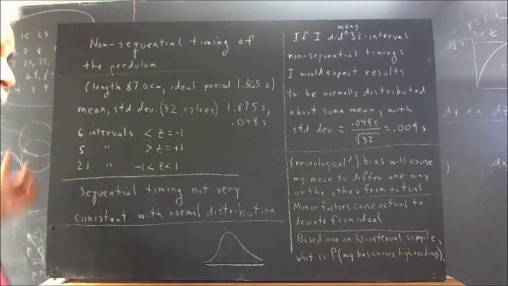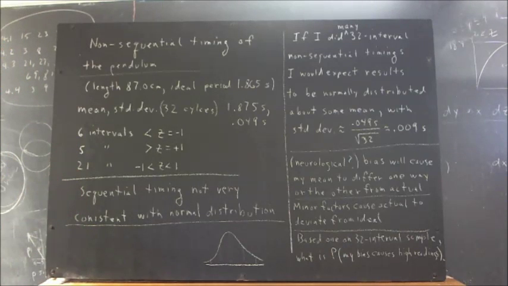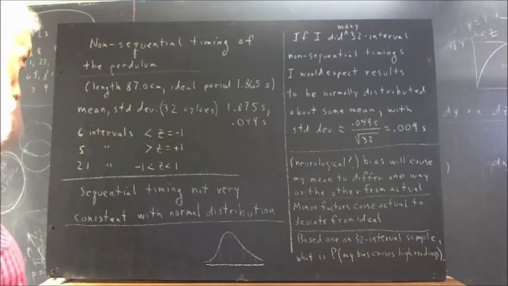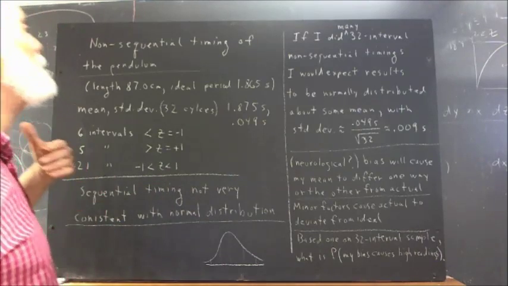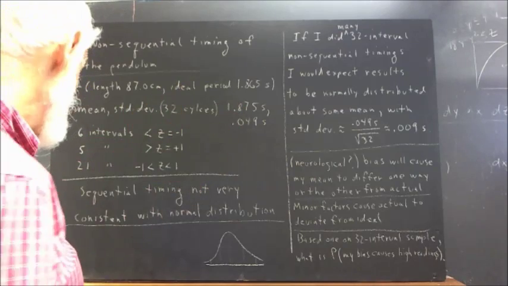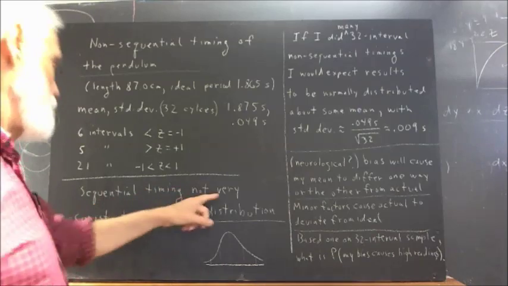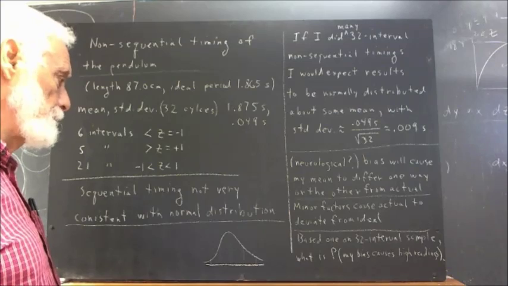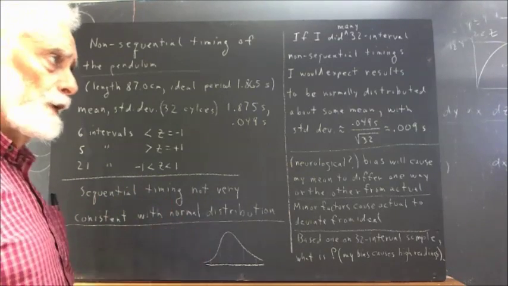And that's very consistent with the normal distribution, strikingly more consistent than any of the results I got with sequential timings. Now, sequential timing does give me a very good estimate of the actual period of that pendulum. But, as I have mentioned a couple times, it's not very consistent with a normal distribution. Now, why does this matter? Well, it depends on what you're trying to do.